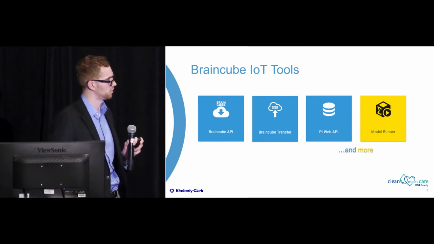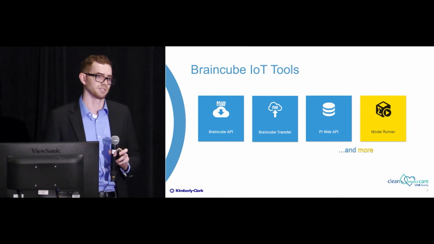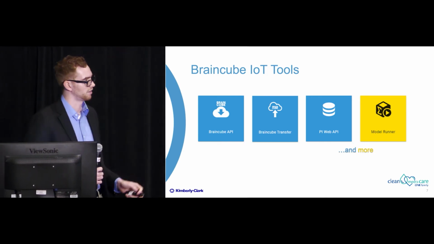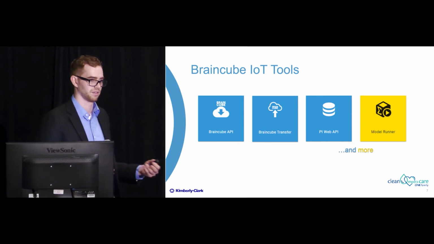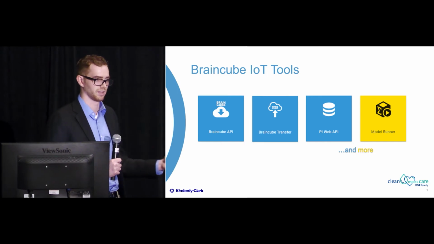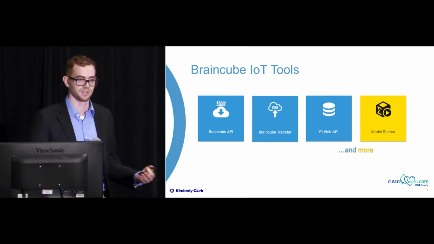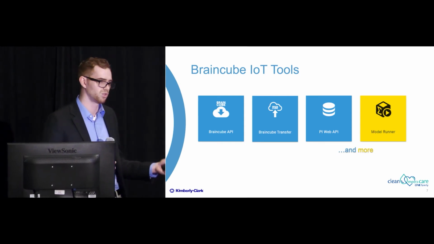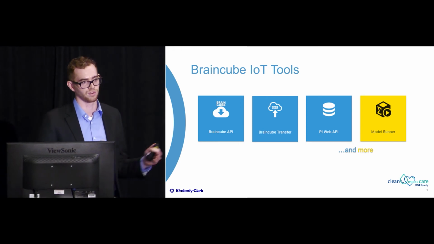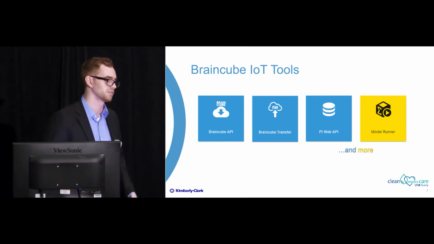What we've also done on the model runner side of things is a tool that enables us to basically run custom Python models inside of the IoT server. So inside of the BrainCube platform, we've been able to run a lot of these different models. And lastly, the BrainCube transfer nodes and the PyWeb API nodes are just 2 different tools that enable us to push and pull data from the cloud and from our PyWeb API historians.